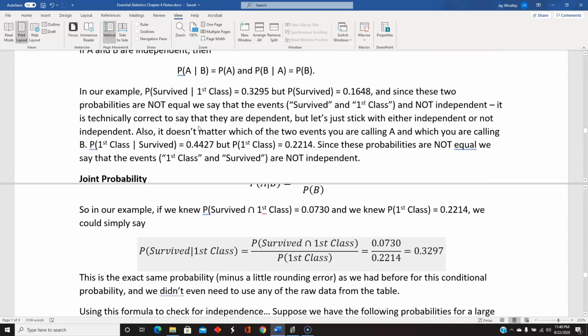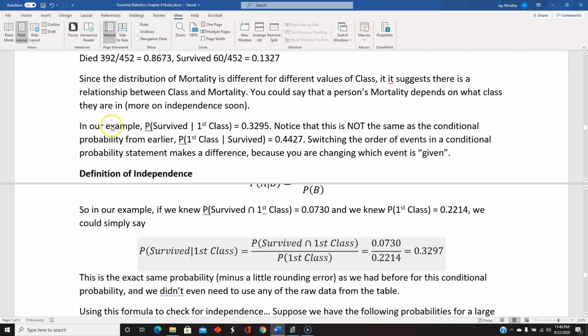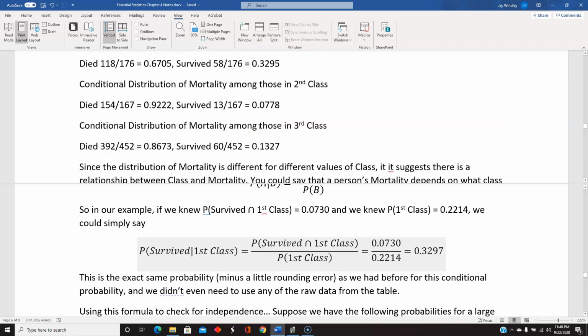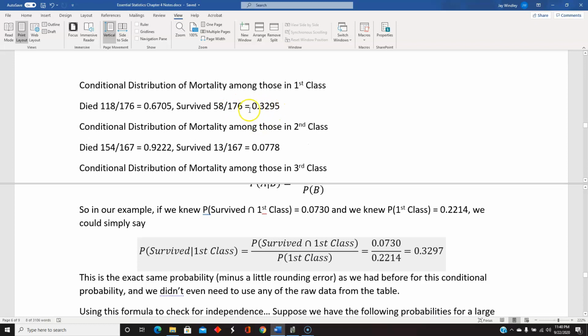We go up here. That's exactly the same as the probability we got here for survived given first class. But this survived given first class, that number there came from dividing two numbers in the table. This answer here is exactly the same, except for a little bit of round off error in the 10,000ths place. This probability is exactly the same, and we didn't even see the numbers from the table. We're just dividing two other probabilities.